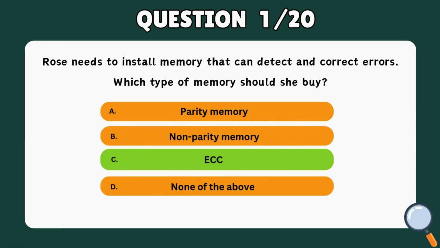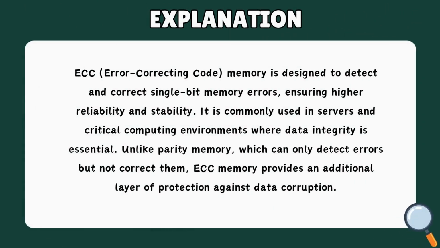Correct answer: C. ECC. ECC, Error Correcting Code memory, is designed to detect and correct single-bit memory errors, ensuring higher reliability and stability. It is commonly used in servers and critical computing environments where data integrity is essential. Unlike parity memory, which can only detect errors but not correct them, ECC memory provides an additional layer of protection against data corruption.